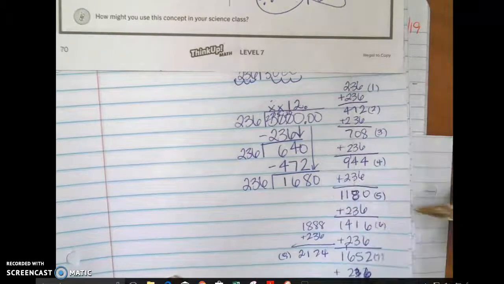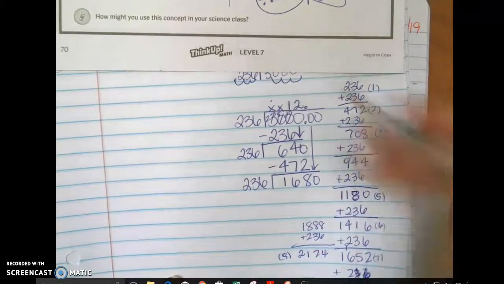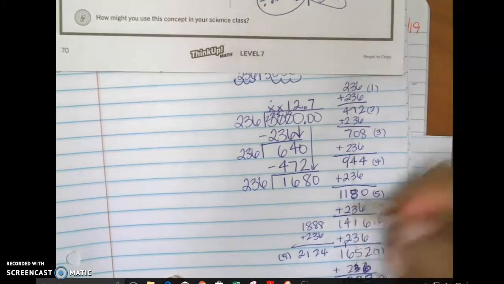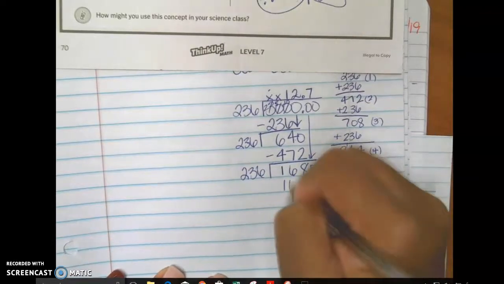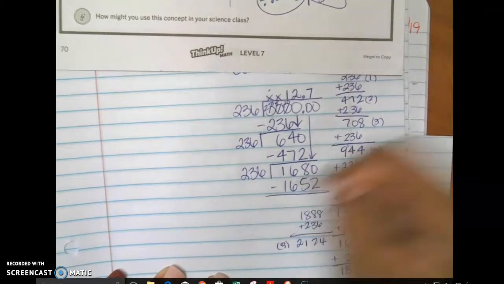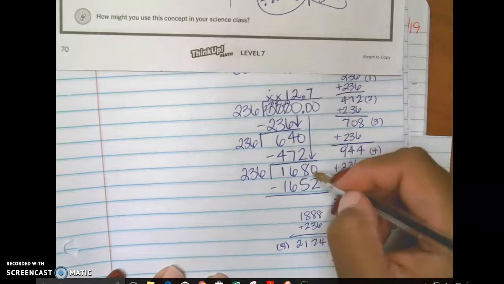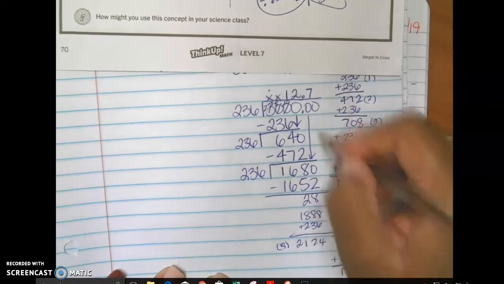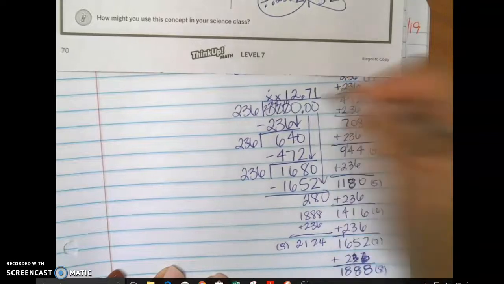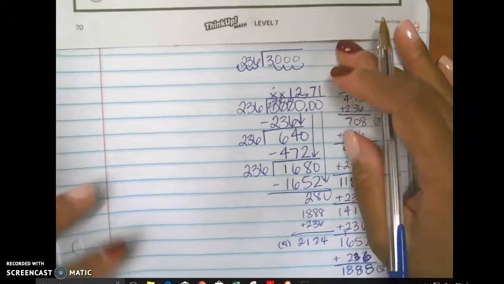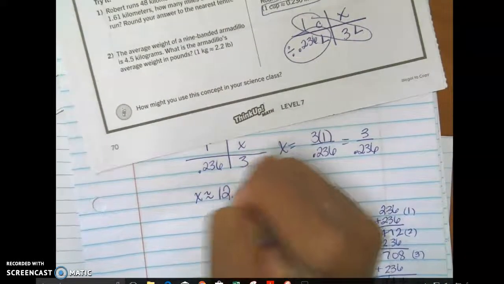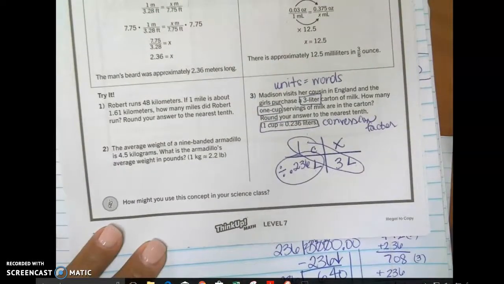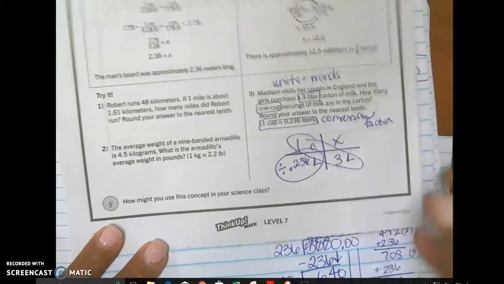236 into 1680. 7 times. And then I get what? 7 times 236 is what? 1652. Subtract. 80 minus 52 is 28. Bring down a 0 and this will be a 1. So X is approximately 12.71. What? I need the units. Liters. No. Cups.